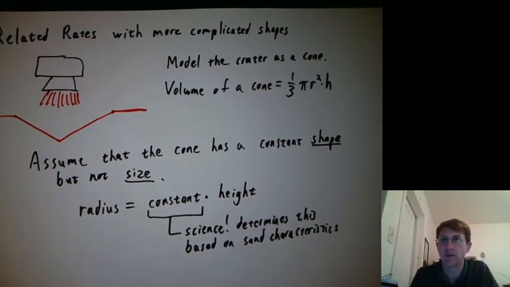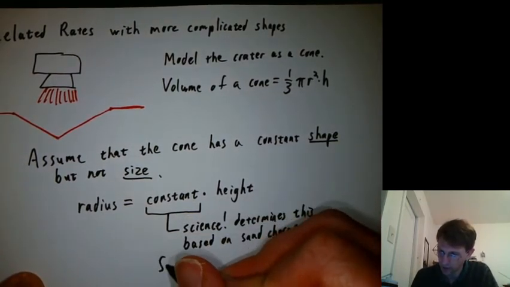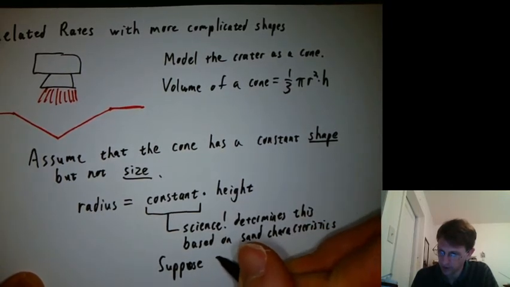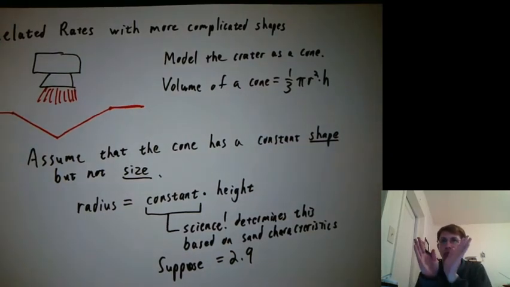Is it really spherical sand that slides easily, or is it really jagged sand that kind of interlocks? All kinds of stuff. I'm just going to pull a number out of thin air here. Suppose this is 2.9. That would give us a radius that's about 3 times wider than the height, so a fairly wide cone.